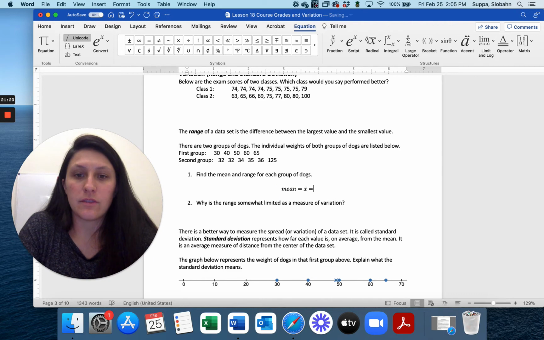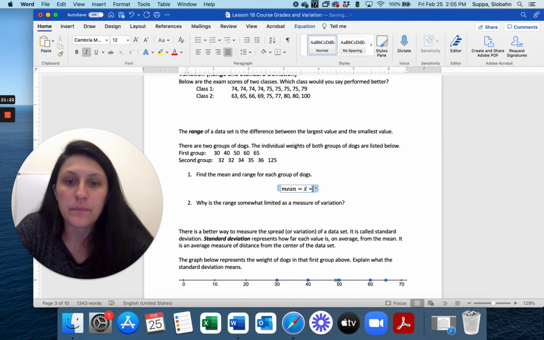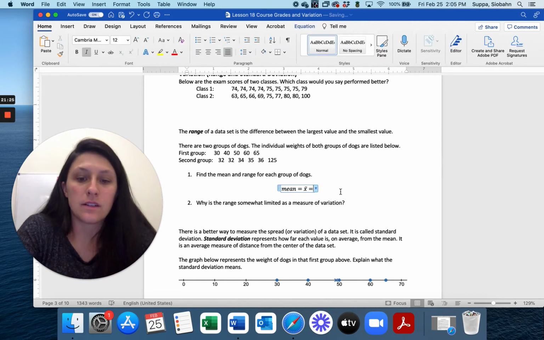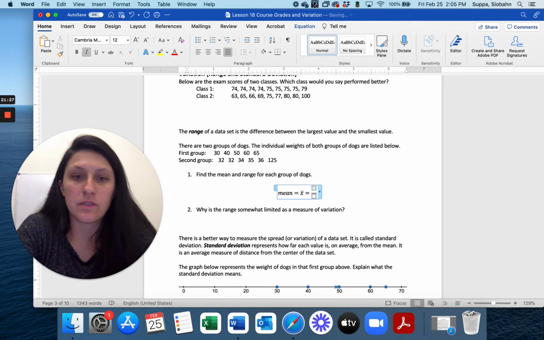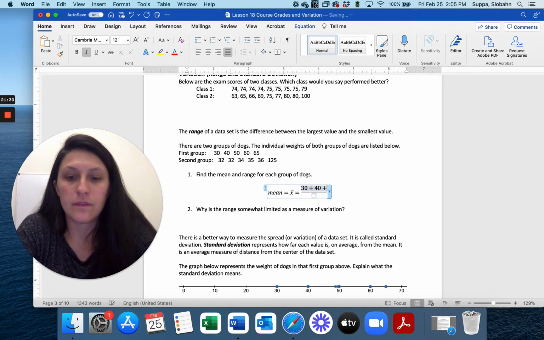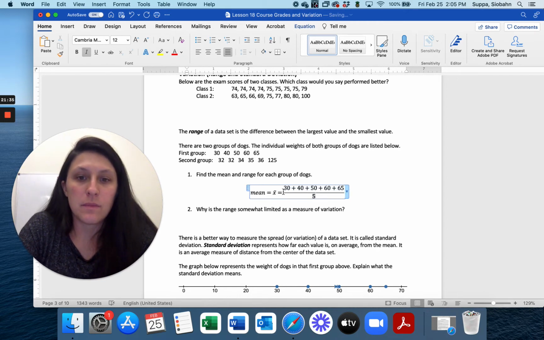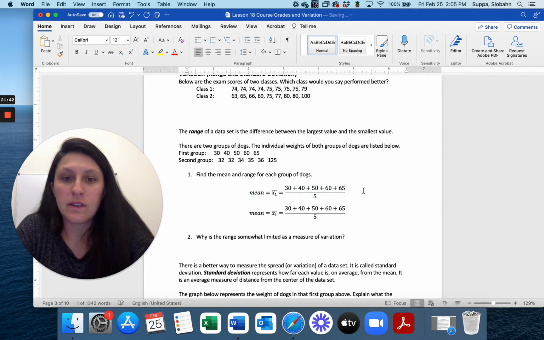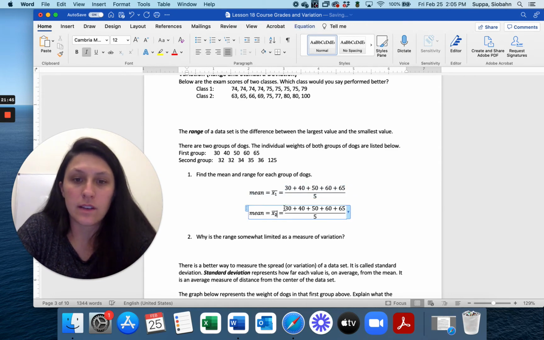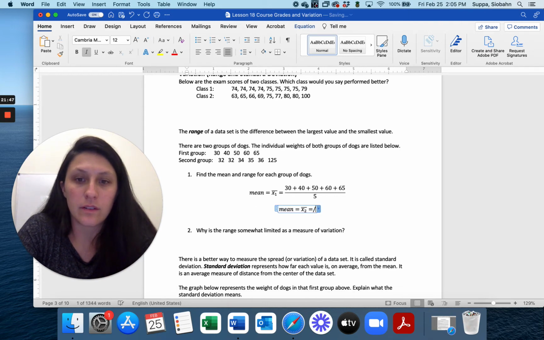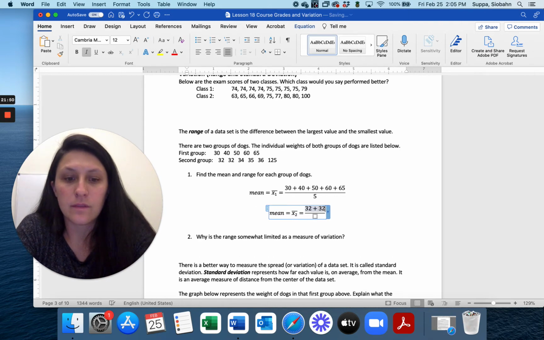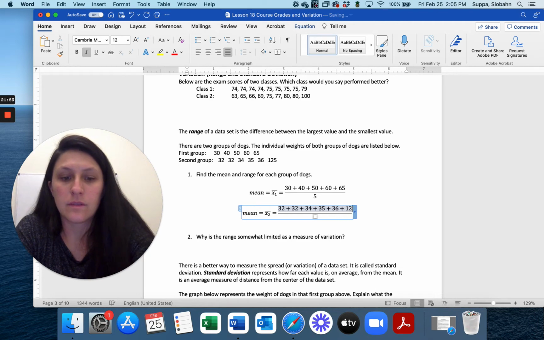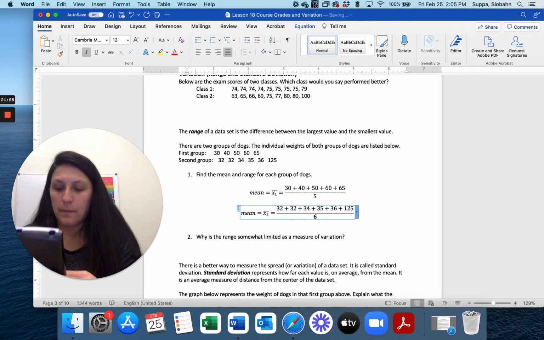If you've never seen this notation before, this is called X bar, and it stands for the mean. So I'm just going to start getting us used to seeing the notation. So that's the mean of the first group, so we can call this X bar sub 1 if we want. And I'll do that calculation in a moment. And then here's the mean of the second group. So let's rewrite all of this. Over 6. Okay, let's see what we get.